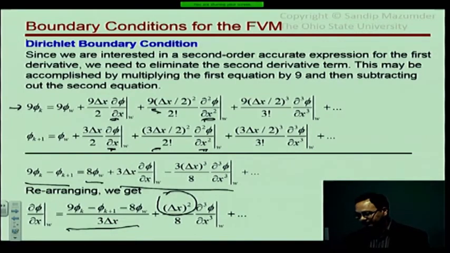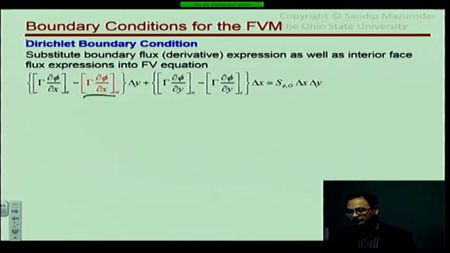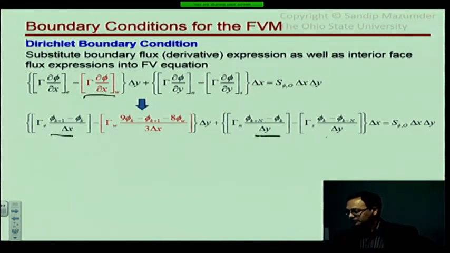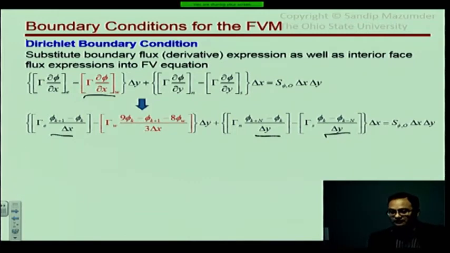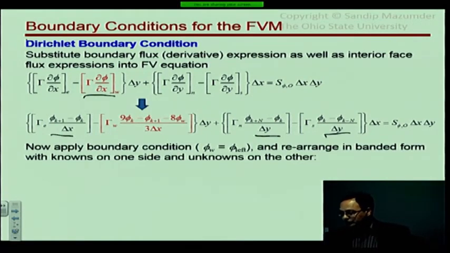Now we take that and plug it into this term here, and we get that. Every other term stays the same as we had for interior nodes or interior cells. No change. Now we apply our boundary condition. Phi at the western face is equal to phi left. That goes in here.